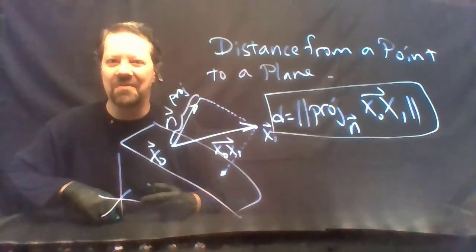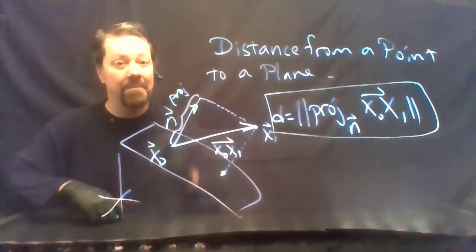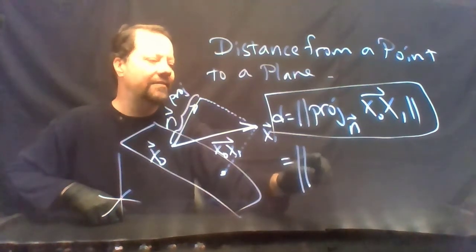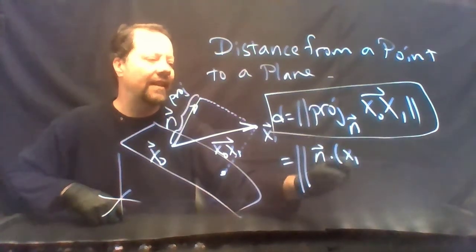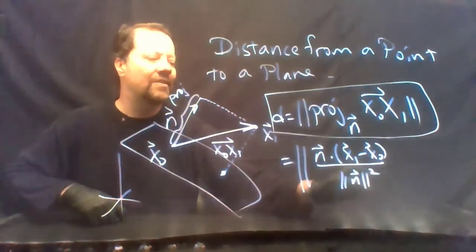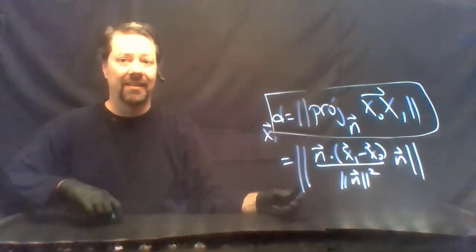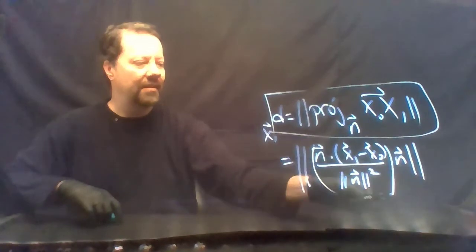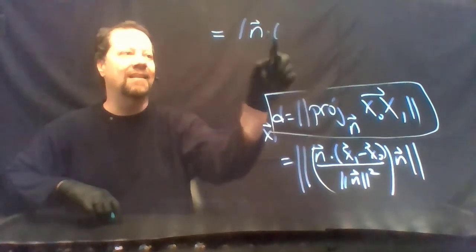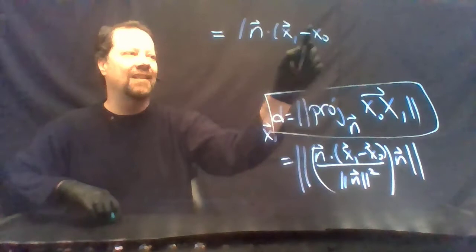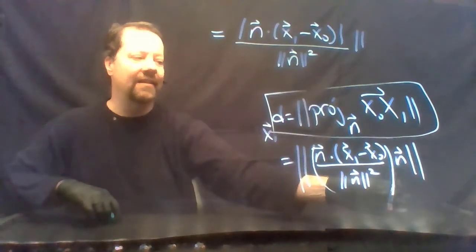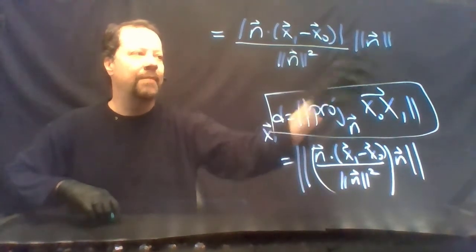I give you the distance formula between a point and a plane. But we can simplify this a little bit. This is going to be the norm of n dot x1 minus x0 divided by the norm of n squared times n. Now, scalars can come out of norms in absolute value. So we get the absolute value of n dot x1 minus x0 divided by the norm of n squared. That leaves n still inside of the norm. But that cancels.